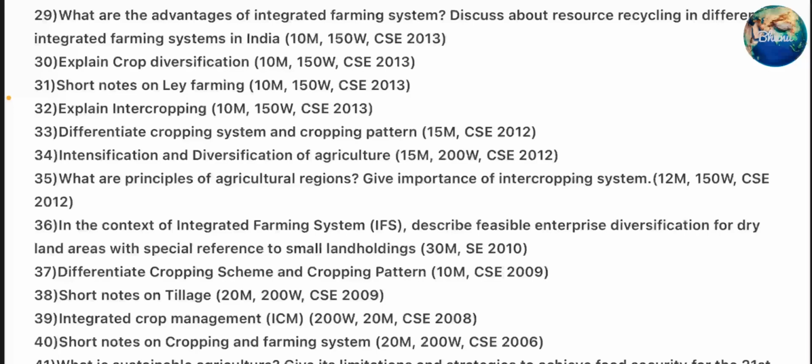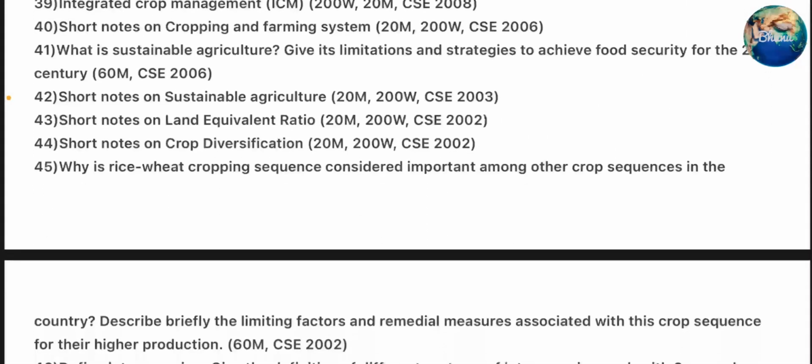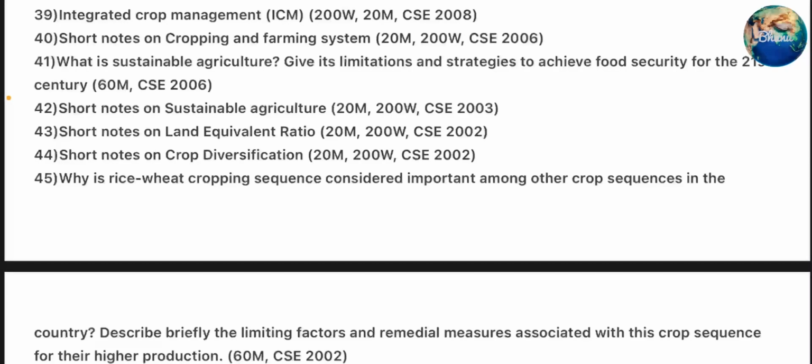Question 36. In the concept of integrated farming system, describe feasible enterprise diversification for dryland areas with special reference to small land holdings. Question 37. Differentiate cropping scheme and cropping pattern. Question 38. Short notes on tillage. Question 39. Integrated crop management. Question 40. Short notes on cropping and farming system. Question 41. What is sustainable agriculture? Give its limitations and strategies to achieve food security for the 21st century.